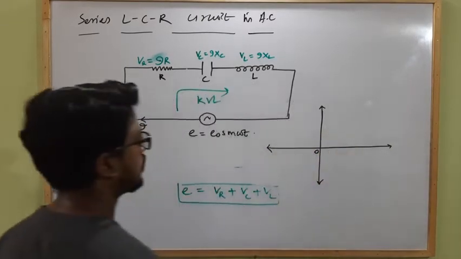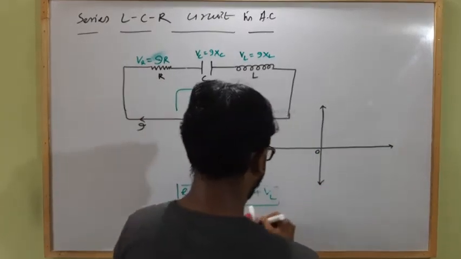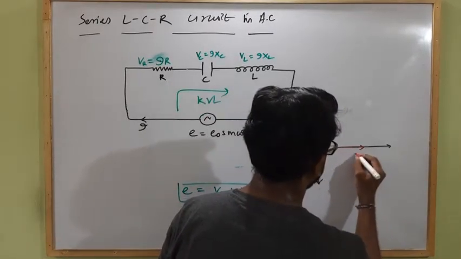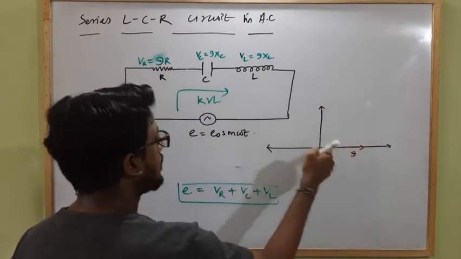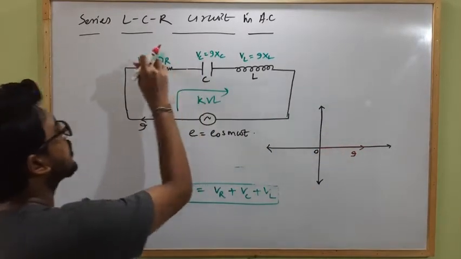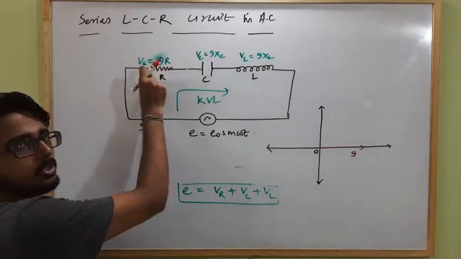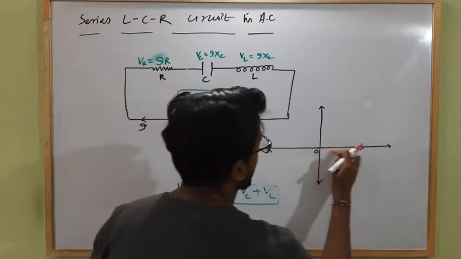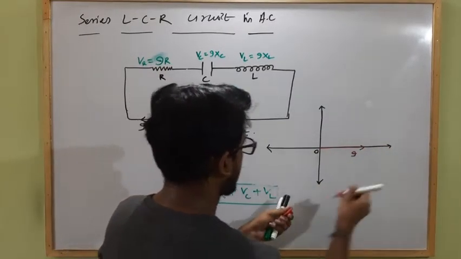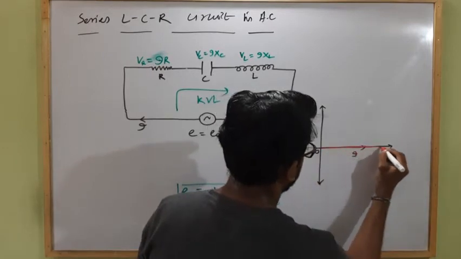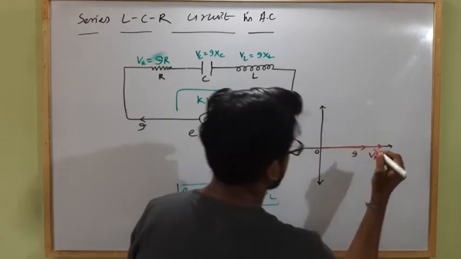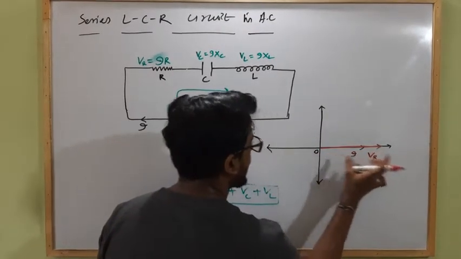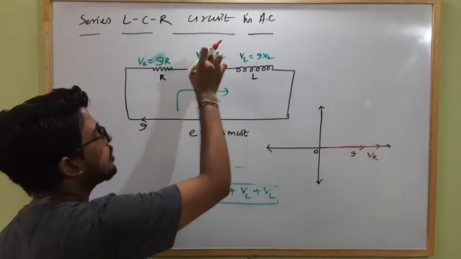This is O. If along this direction I am taking the current I, then this will be the same phase for VR, because we already know that the potential difference across a resistor-containing circuit, VR, is in the same phase as the current. If this is the phase of current, then this will be the same as the phase for VR, because both are in the same direction.